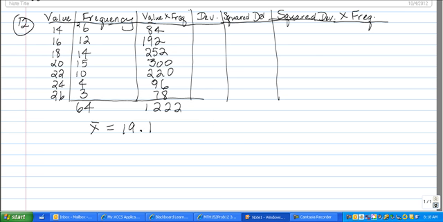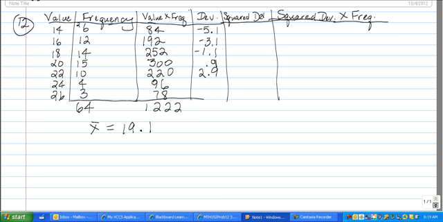So now I want to find the deviation of each value from the mean. So if I take 14 minus 19.1, I get negative 5.1. 16 minus 19.1, get a negative 3.1. 18 minus 19.1 is going to be a negative 1.1. 20 minus 19.1 is going to give me a 0.1. 22 minus 19.1 is giving us a 2.9. Whoops, that should be a 0.9.